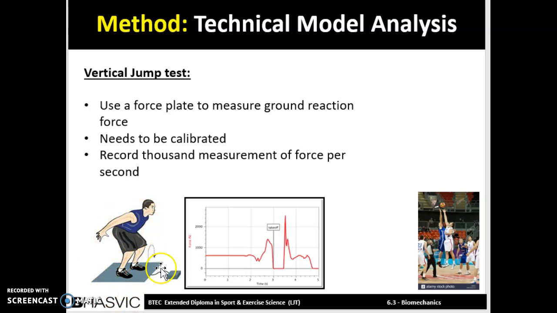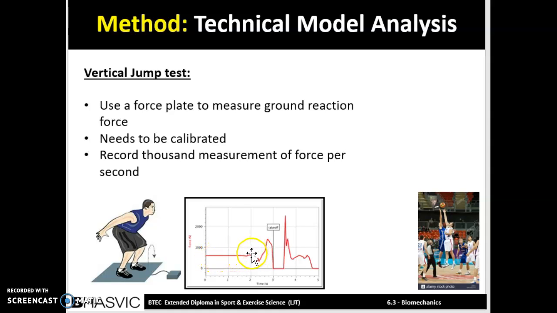So this would be an example of a performer using a force plate. They would stand on this force plate and simply do a vertical jump. And the force plate records thousands of measurements of force per second. So this creates incredibly accurate and detailed data. And this graph here would be an example of the data produced if a performer was to take that vertical jump test. So they would stand on the plate first to create this straight line of normal data.